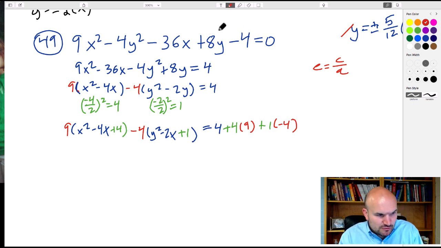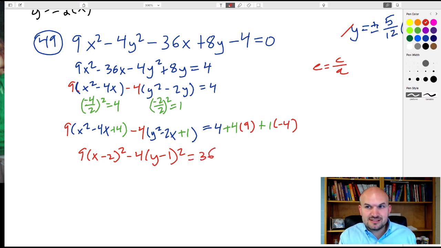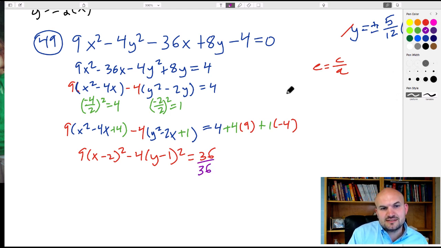These perfect square trinomials have now been created, and I can now factor them into binomials squared. So now I have 9 times (x minus 2) squared minus 4 times (y minus 1) squared equals 36. Well, again, to write this in standard form, what I need to do now is divide by 36 on both sides.